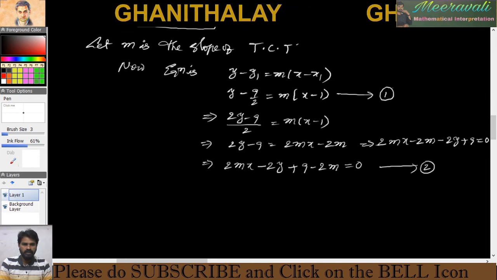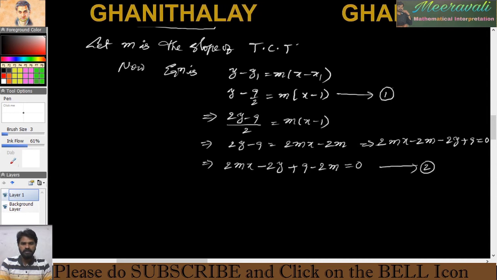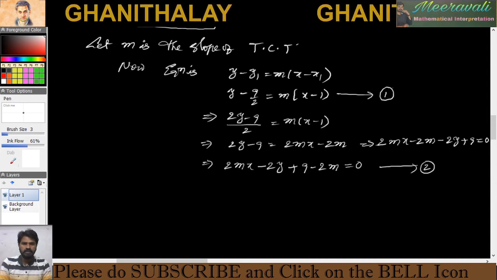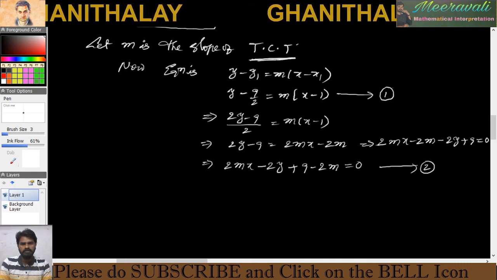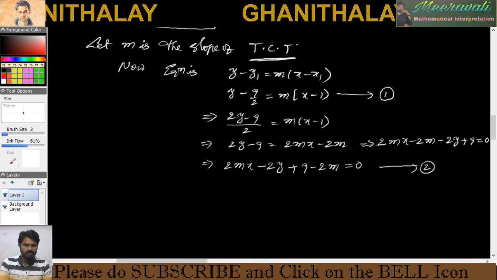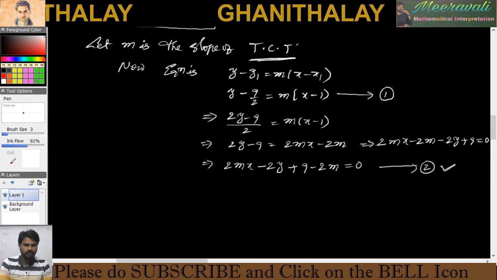So what we have taken here, equation 2, ఇక్కడ మనం సెకండ్ ఈక్వేషన్ ఎలా తీసుకున్నాం, tangent, transverse common tangent గా తీసుకున్నాం. Transverse common tangent means that is also tangent. So this is the tangent to both of the circles.